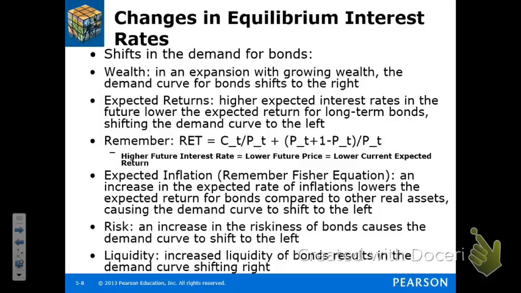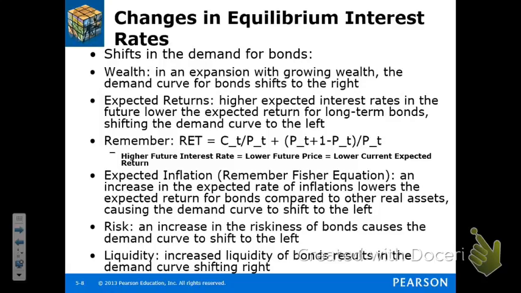Okay? Makes sense? So you are thinking about buying a bond today. You have some expectation that in the future your bond should be giving you a higher interest rate, then that would mean that in the future the bond that you are buying today will have a lower price. That means your rate of return or expected return, RET, is going to go down.